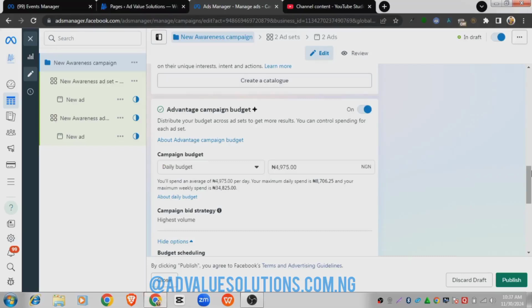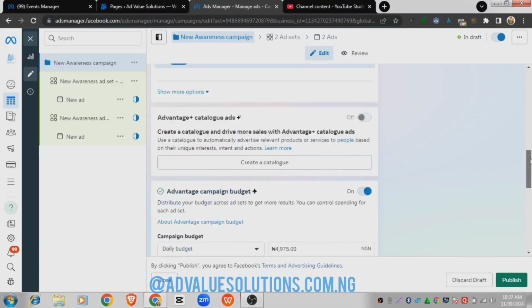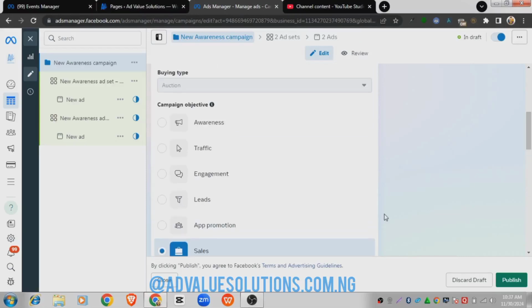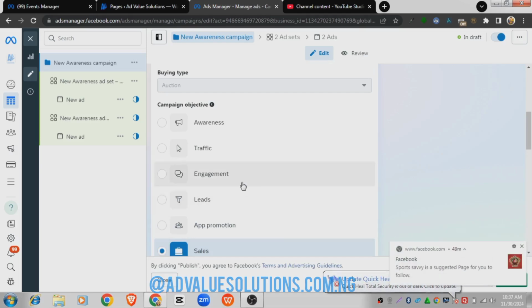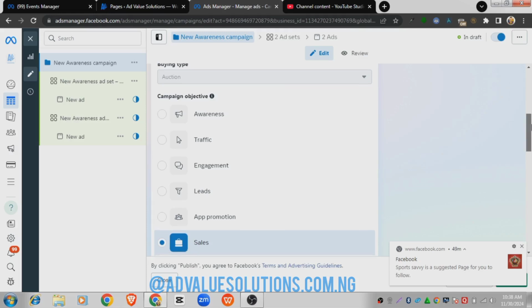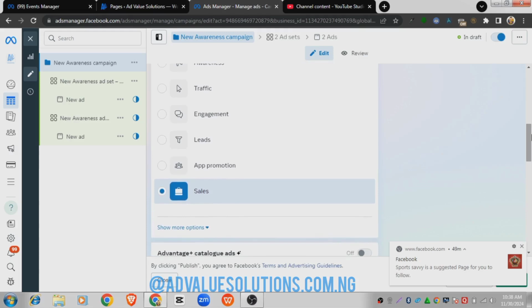Now I have one more thing to say. If you want to run ads to get sales, use the sales objective. If you want to run ads to get leads, use the leads objective. If you want to run ads to get engagement, use the engagement objective. If you want to run ads for traffic, use traffic. For awareness, use awareness. Don't come and say you want to kill two birds with one stone.